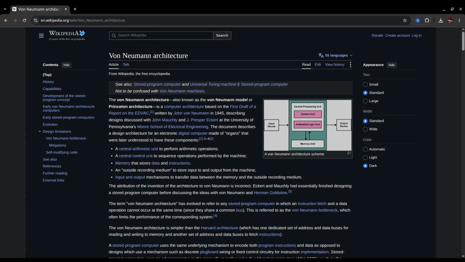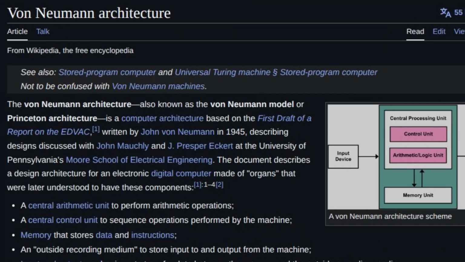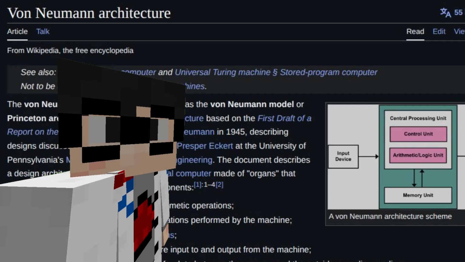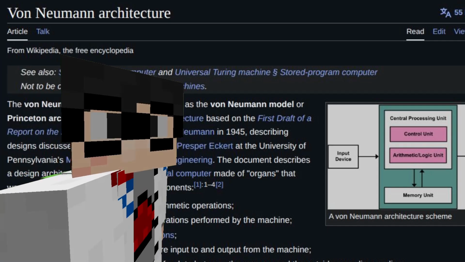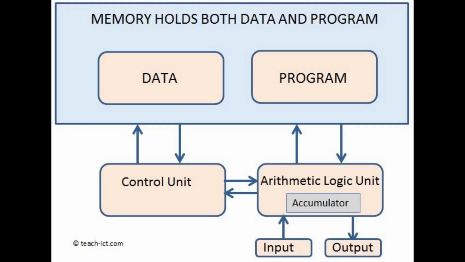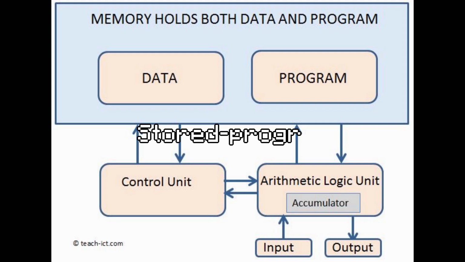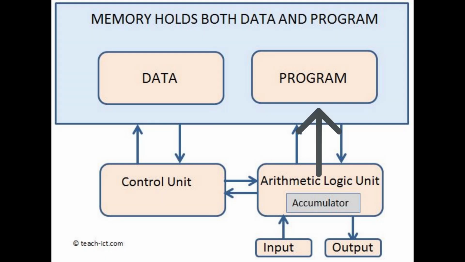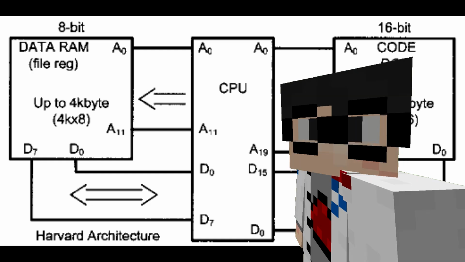The first type of computer architecture is the von Neumann architecture. The von Neumann architecture is a computer architecture that was first proposed by John von Neumann in 1945. The von Neumann architecture is based on the concept of a stored program computer, which means that the program that you write will be stored in the memory along with the data that the computer needs, such as numbers, text, or images.